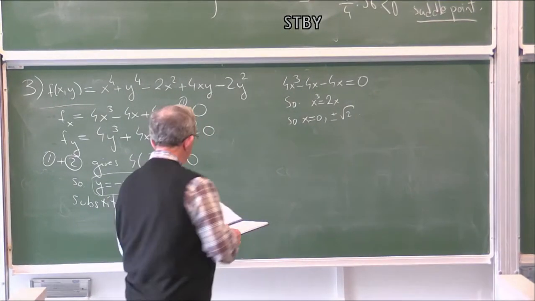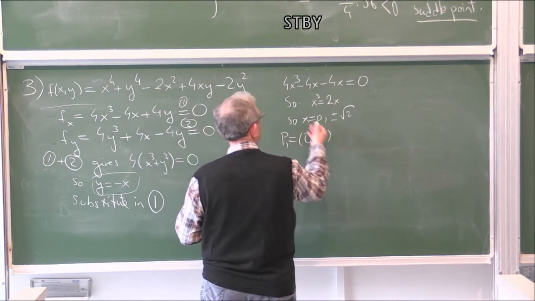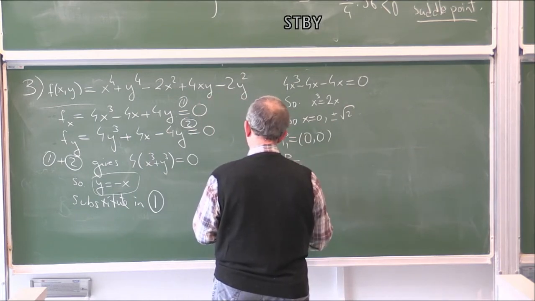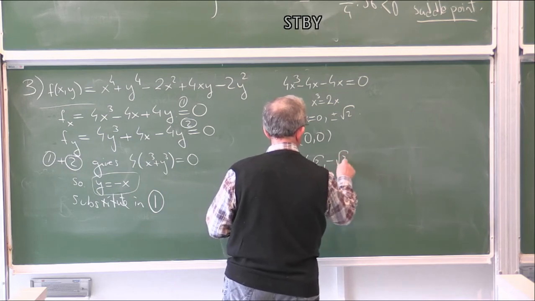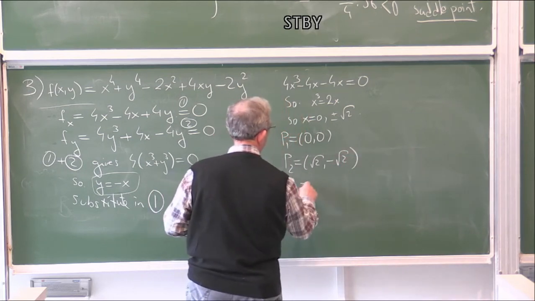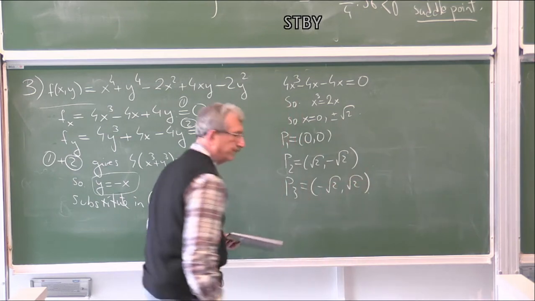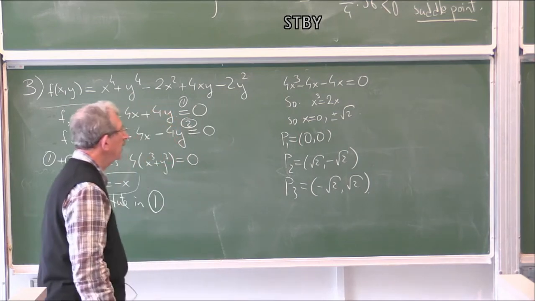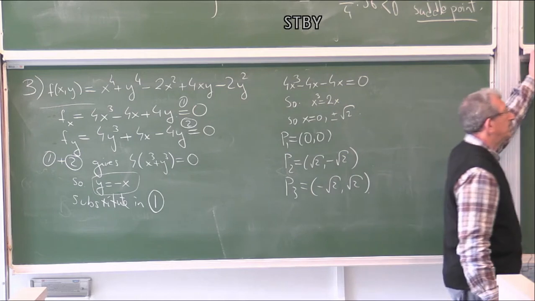Okay, P1 is 0, 0, because y is minus x. P2 happens to be square root 2 and minus square root of 2, and P3 happens to be minus square root of 2 and square root of 2. Okay. Now the question is to classify these points.